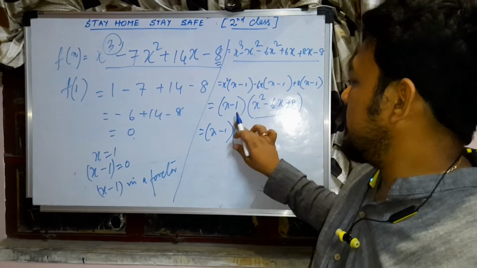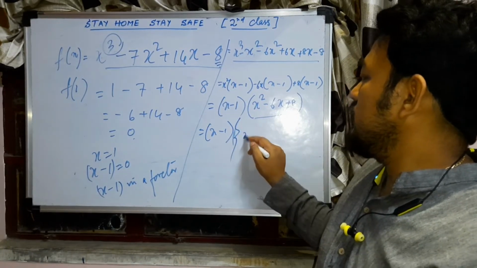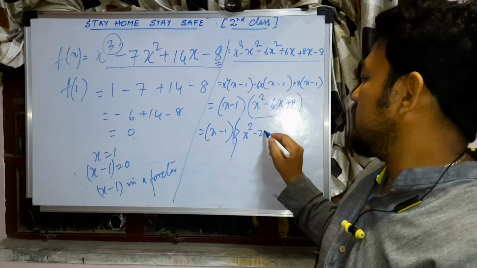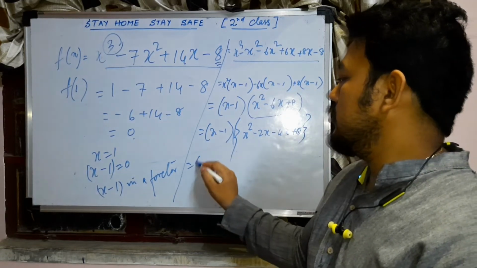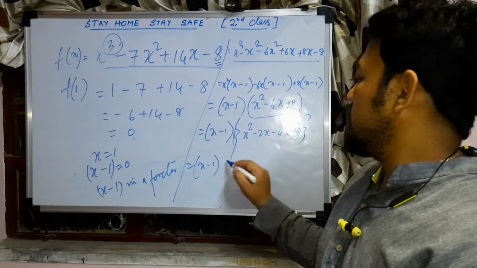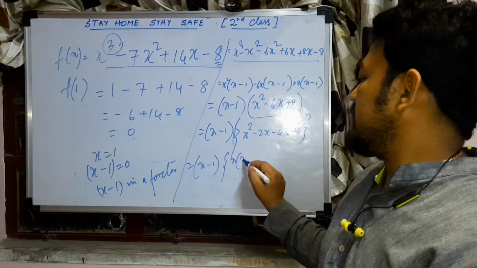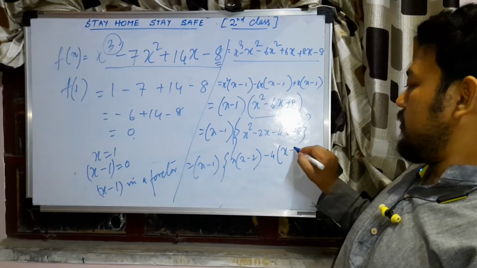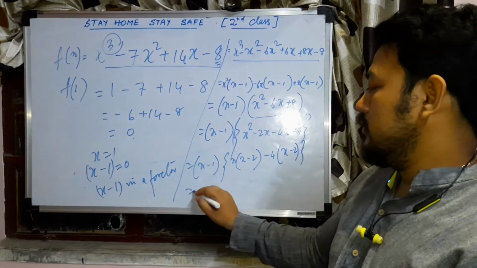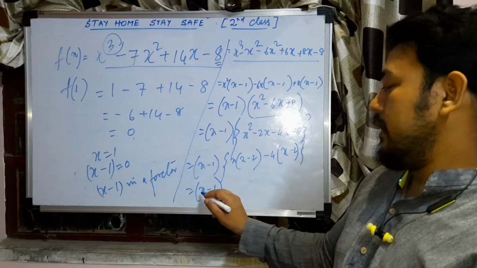Now this one I will write in the second bracket, and this will be x square, and this one will be minus 2x minus 4x plus 8. So this one is x minus 1. Now from here if you take x common, then x minus 2, and from here if I take 4 common, then it will become x minus 2. So x minus 1.